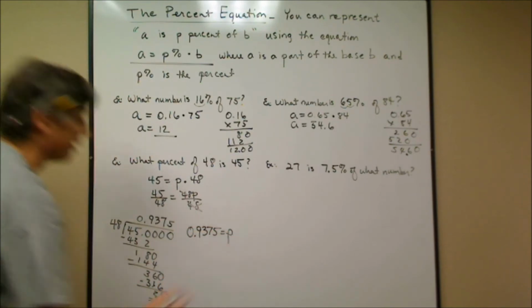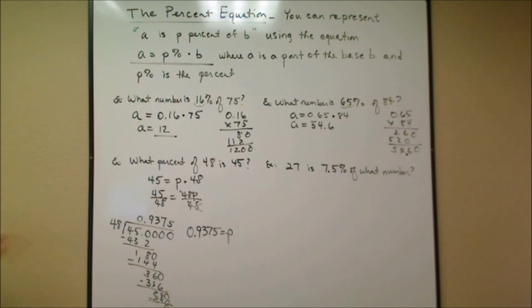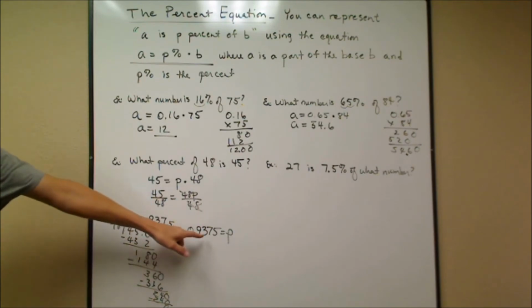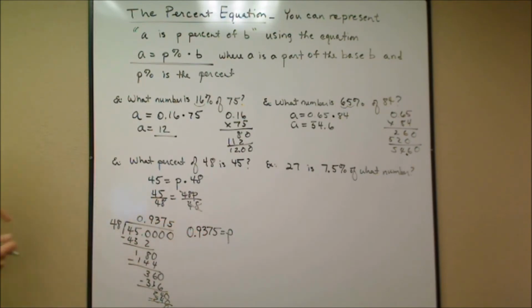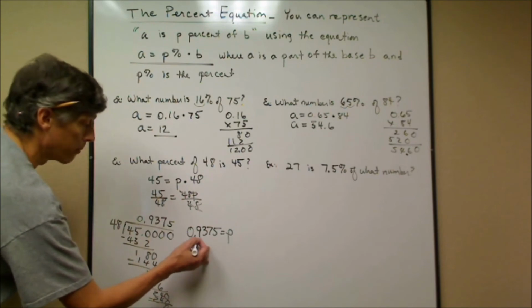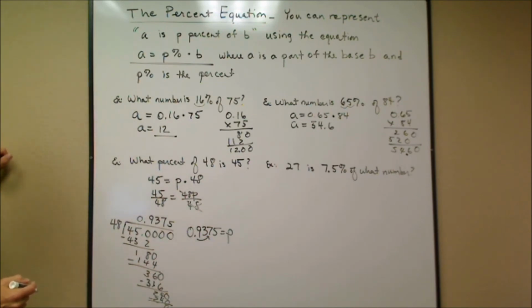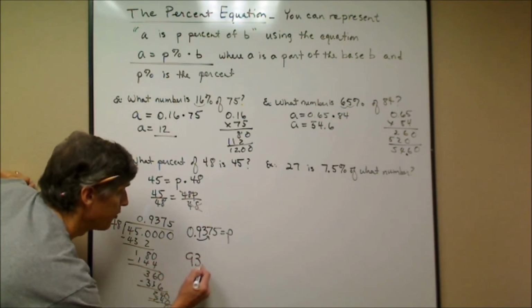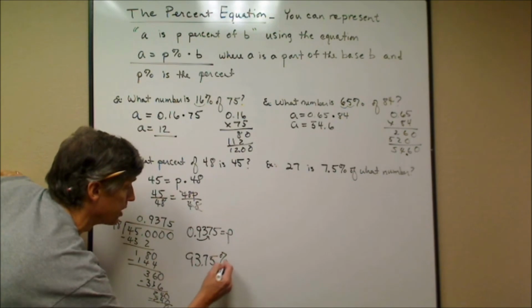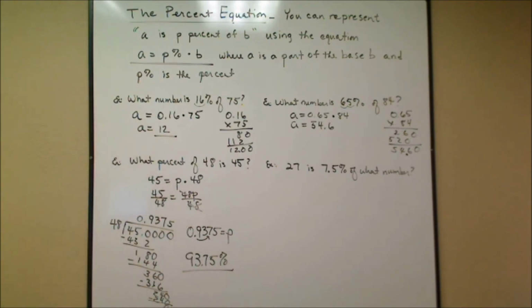0.9375 is equal to P. Now, that's not how we're going to leave the answer, because the answer asks for a percent. And it's not 0.9375%. This is the percent, but it's in decimal form. So I have to convert it back. That's why we reviewed that just a little bit ago. I'm going to slide the decimal 2 places to the right and affix a percent sign, and I get 93.75%. Whew, that was a lot of work.